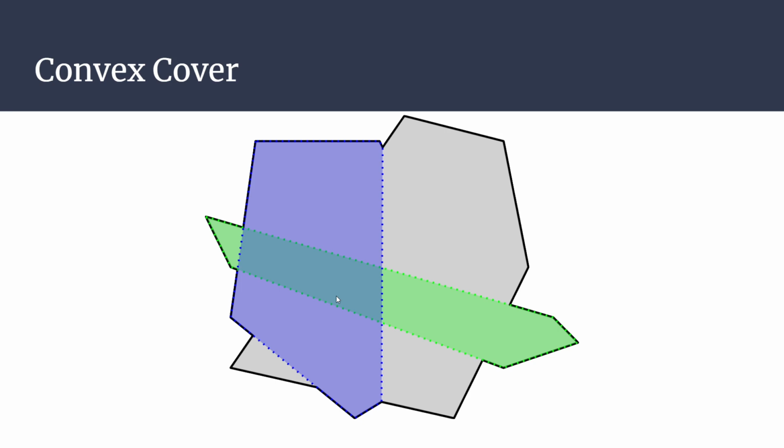So because of this overlap allowance, we're able to just define this convex cover problem, where we're trying to cover everything with the fewest number of convex pieces. We'll call that number the convex cover number of the polygon.